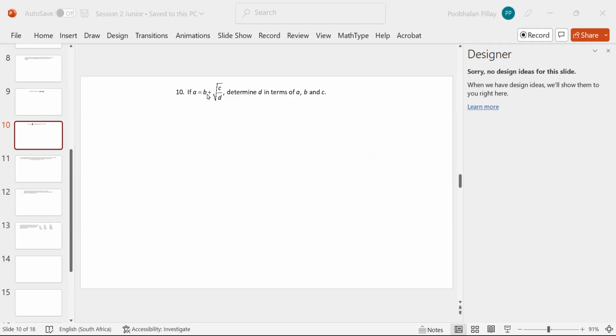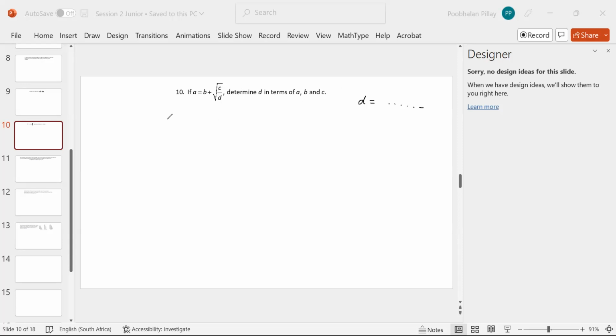Problem 10. If A equals B plus square root of C over D, determine D in terms of A, B, and C. So again, this is a problem in making something the subject of the formula. So determine D. Eventually I will need to get D equals, and on this side, I will have something involving only A, B, and C, the remaining symbols. So you shouldn't have any D's here, right?